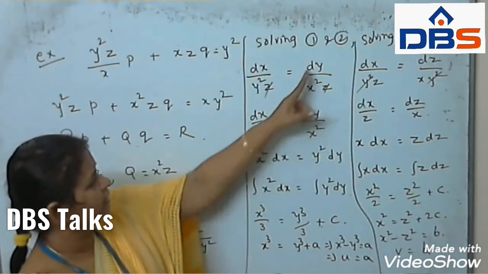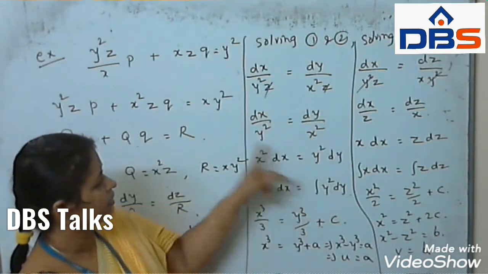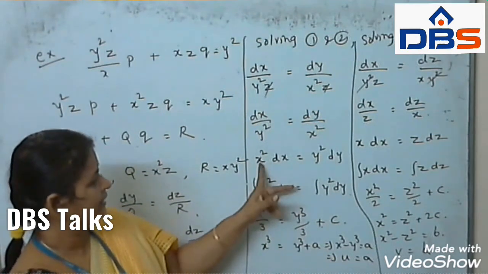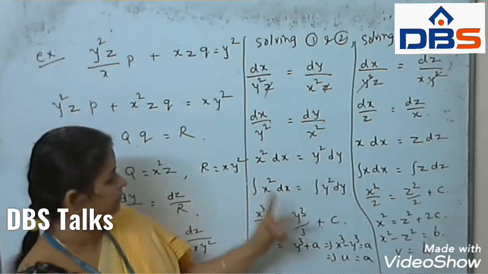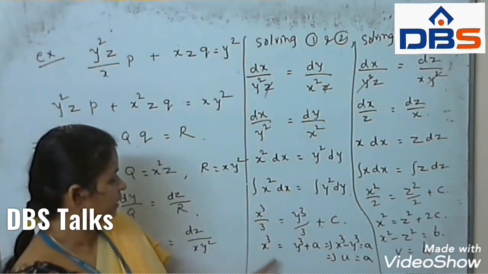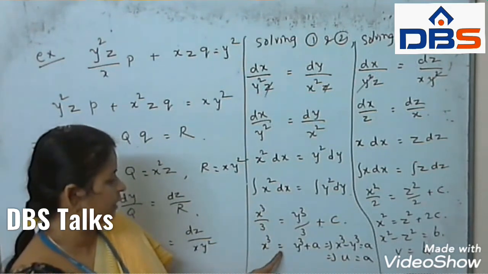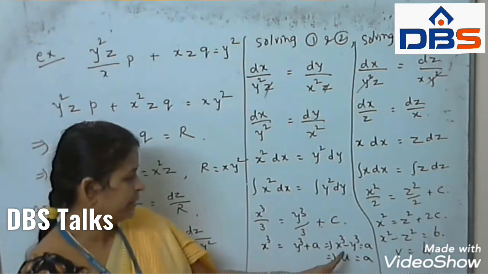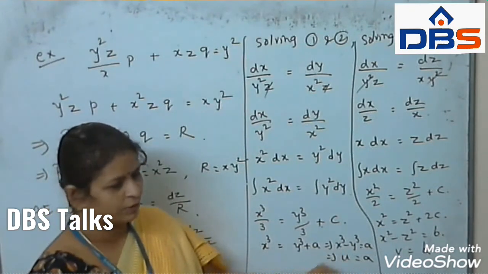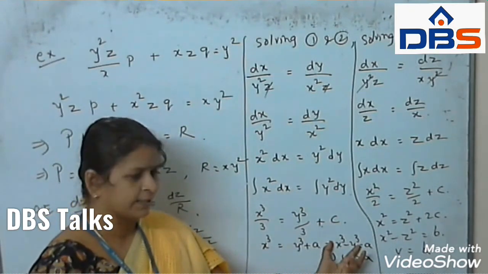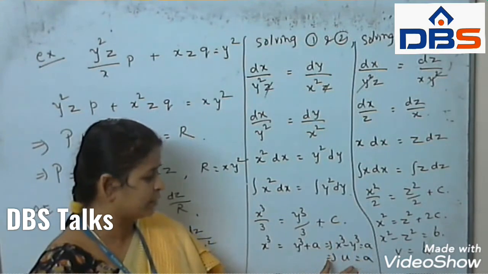So dx by y square equal to dy by x square. By cross multiplication, we got x square dx equal to y square dy. By integrating them, we got the equation x cube equal to y cube plus a. That means x cube minus y cube equal to a. So let us take this function x cube minus y cube as u.